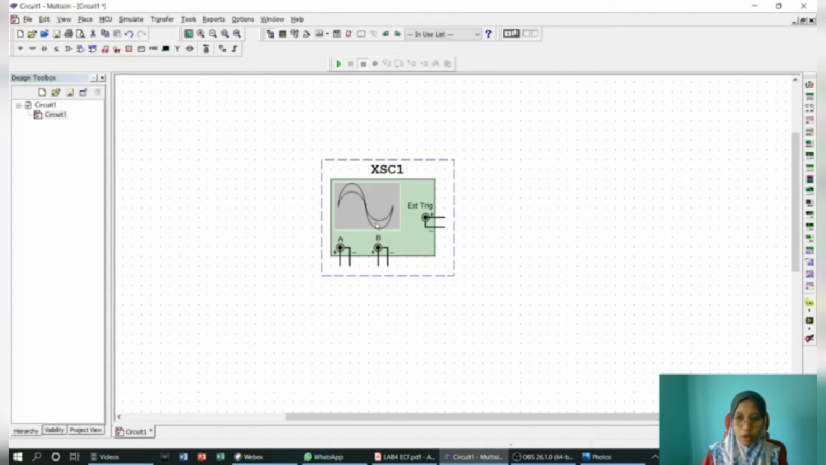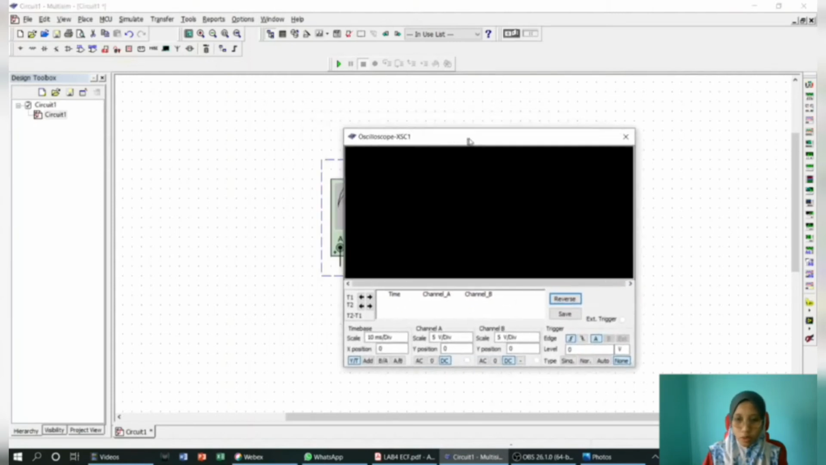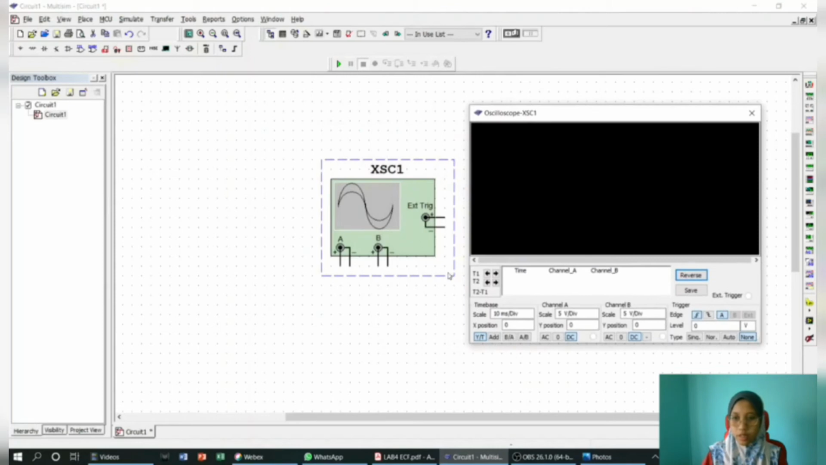I'm going to explain about oscilloscope. An oscilloscope, or a scope, is used to test and display voltage signal waveform. It is a visual representation of the voltage over time. We can see here the waveform will appear here in X and Y axis.